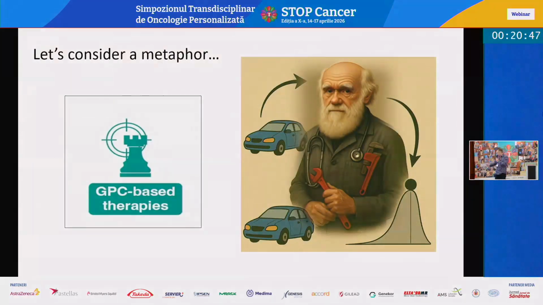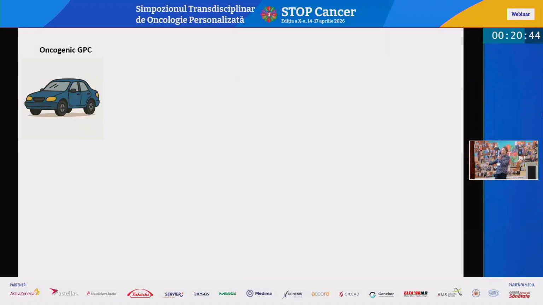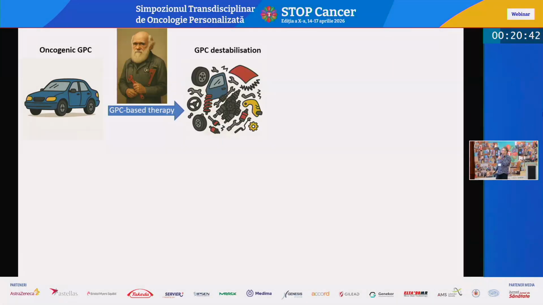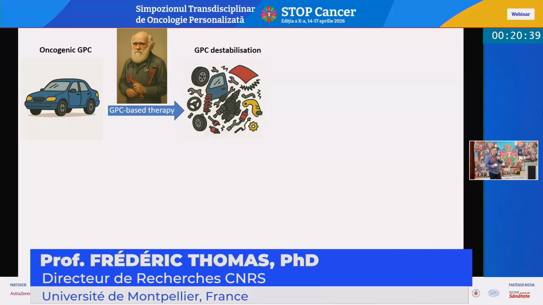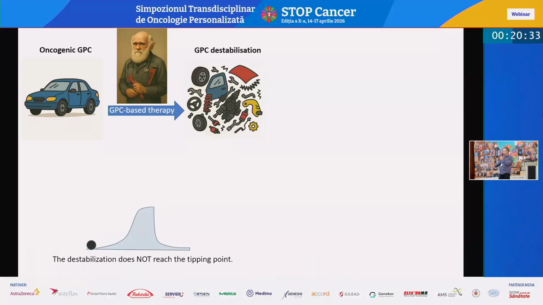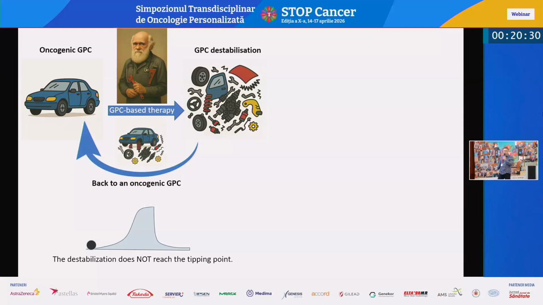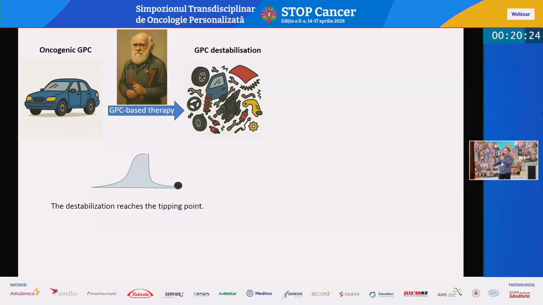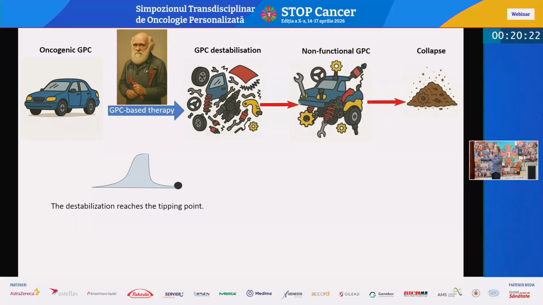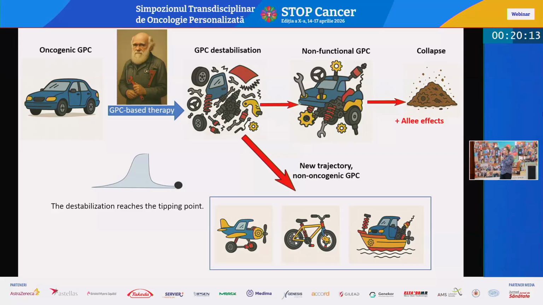Let's consider a metaphor to explain that. This is a tumor with an oncogenic GPC. We apply a GPC-based therapy to induce a destabilization into the tumor. I agree that if the destabilization is not strong enough to reach the tipping point, the tumor is likely to restore an oncogenic GPC. But we are betting that this won't be the case if we are able to cross the tipping point above which the tumor is likely to adopt a non-functional GPC and to collapse, especially if there are also some Allee effects, we'll come back to that just after, or to switch its trajectory to something that would be less problematic for the patient.